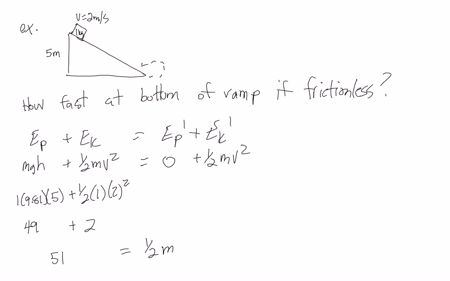So we can actually solve it for velocity now. So our total at the beginning, the 49 potential, plus the 2 kinetic gave us 51. So now we can solve it for velocity. So we'd have 51 divided by 1/2 and square root that answer. And we get an answer of 10.1.